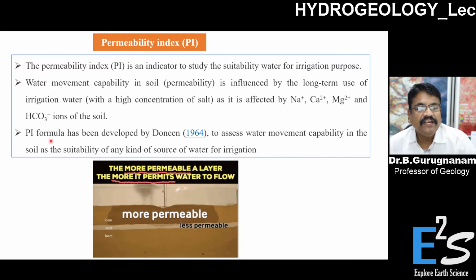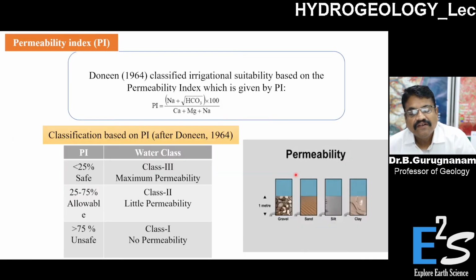The permeability index formula was developed in the year 1965 by the great scientist Doneen, in the Doneen classification. He assessed the water movement and the water movement capability in soils as the suitability of any kind of source of water. In the Doneen classification, he has taken sodium plus the square root of bicarbonate, times 100, divided by calcium, magnesium and sodium.